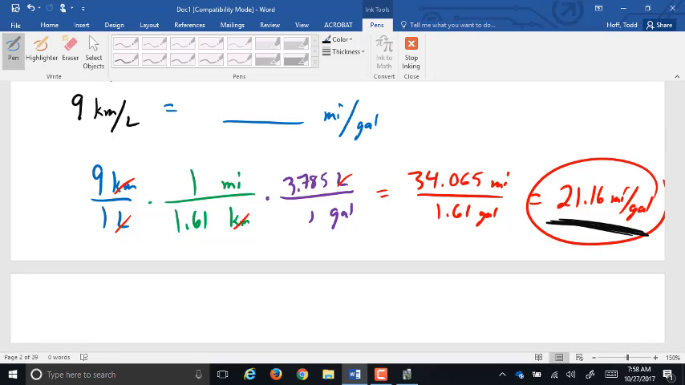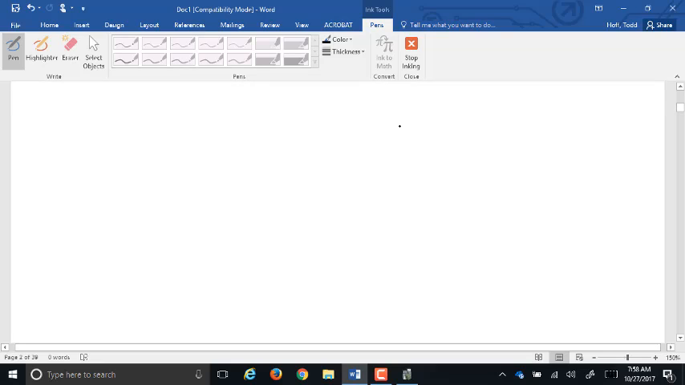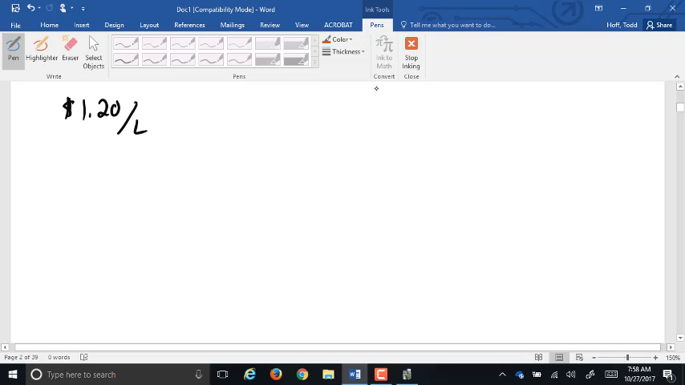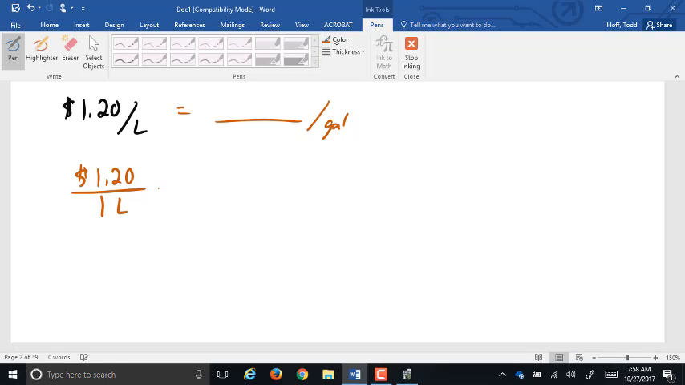Since we're on the kilometers and liters stuff, average price per liter. It's about $1.20 per liter for gas in Europe. Is that expensive? If you go to the pump and it was marked $1.20, you'd be a little bit happy, right? Yeah. What's that going to be per gallon?